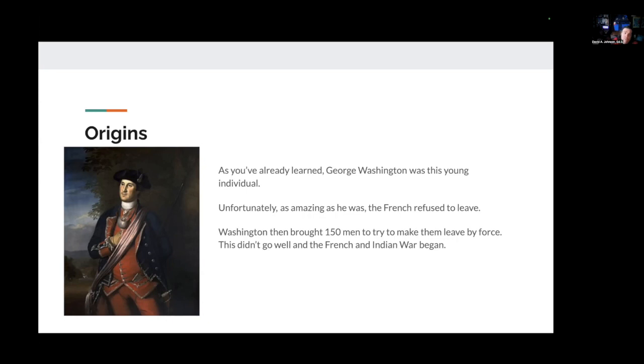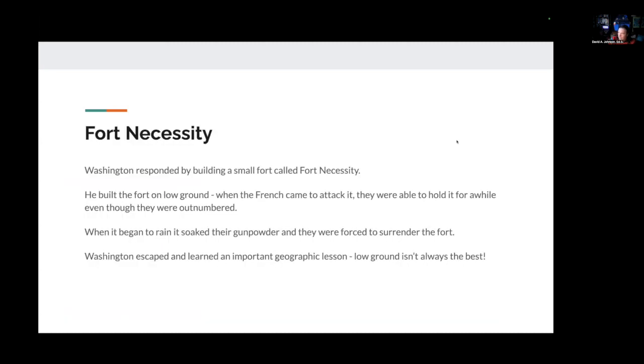And George Washington was an awesome guy. You don't write books this long about somebody without them having accomplished some things that are kind of interesting and cool. But as amazing as George Washington was, the French were like, yeah, no, we're good. We don't need to leave. So then he had to bring his troops over and try to make them leave by force, and that did not go well. And these are some of the early skirmishes of the French and Indian War.